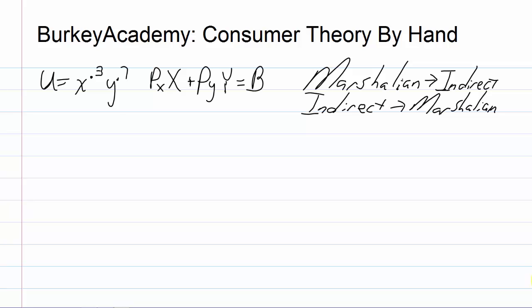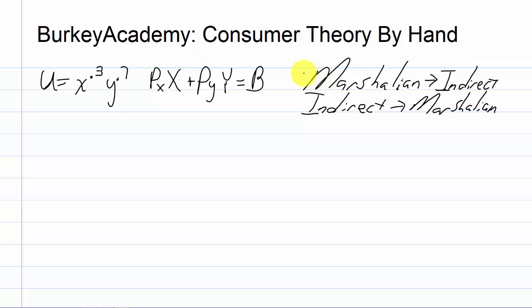But I had a request from somebody wanting to see how to go through and do at least the left-hand side of this sheet by hand. Starting with a utility function like this, a Cobb-Douglas utility function, and a generic budget equation, he wanted to see how we can derive the Marshallian demands. So x is a function of price of x, price of y, and the budget, and same thing for y.